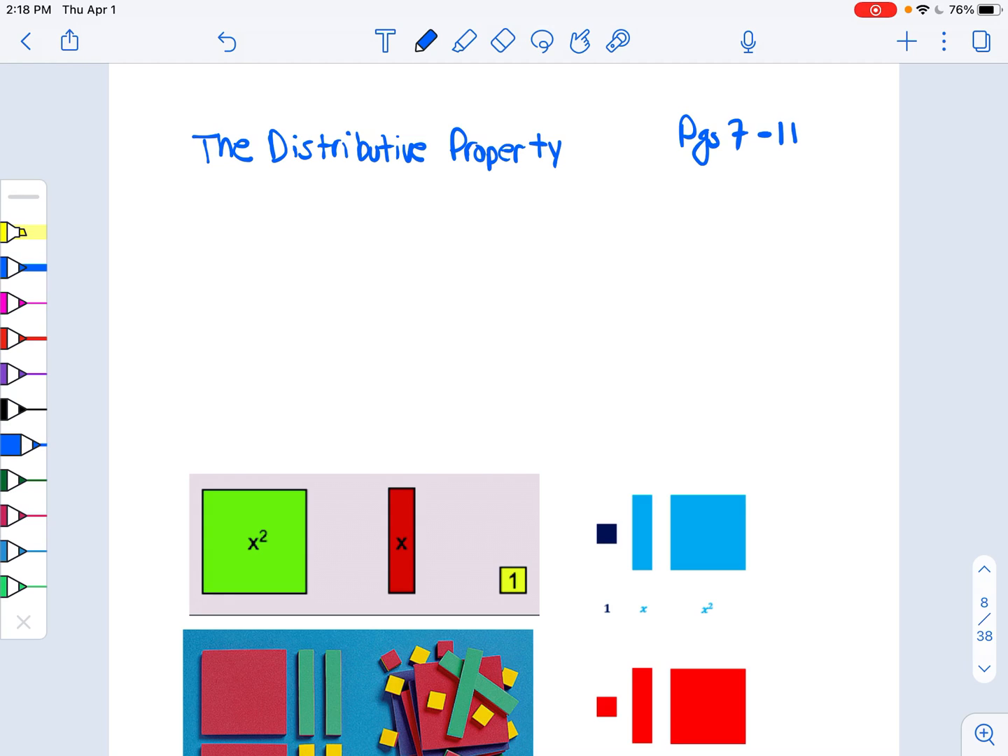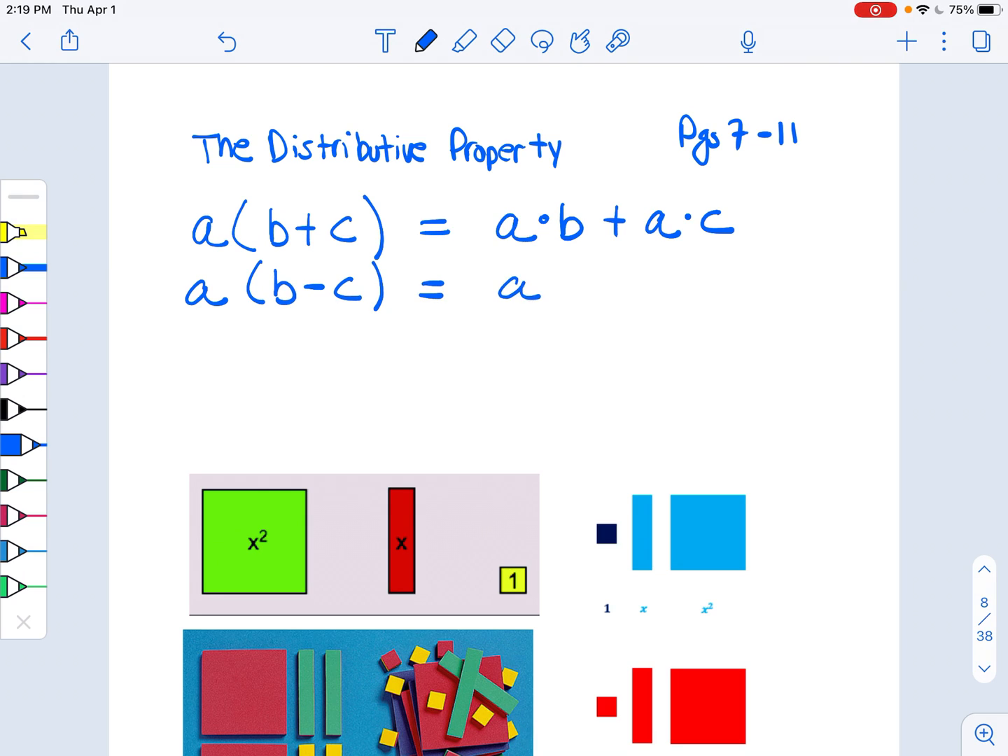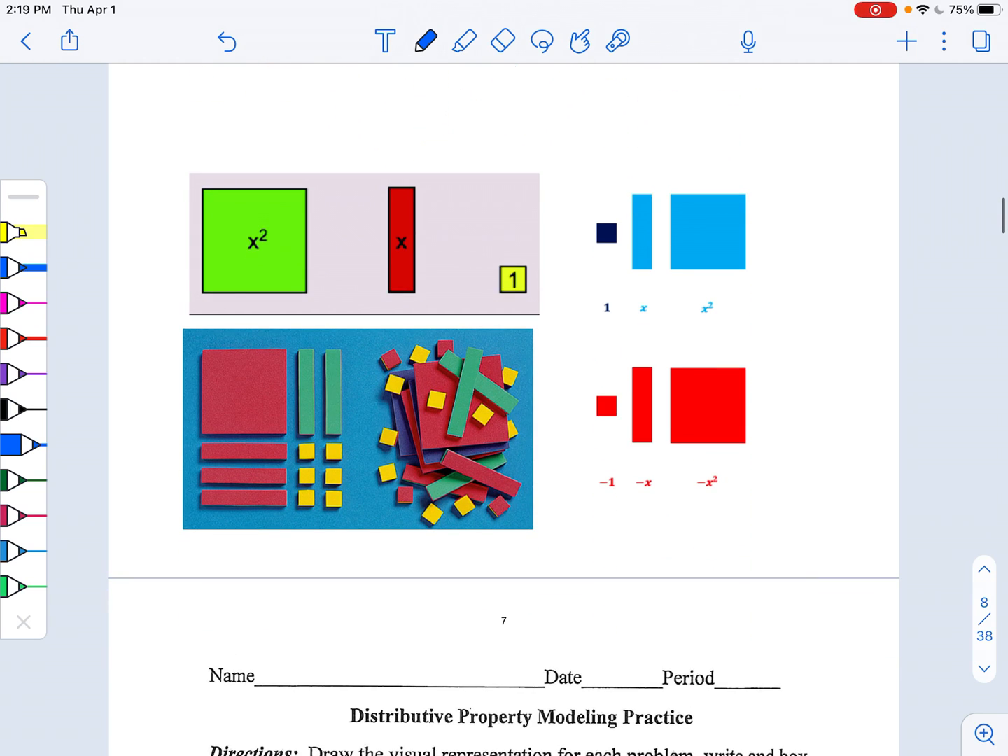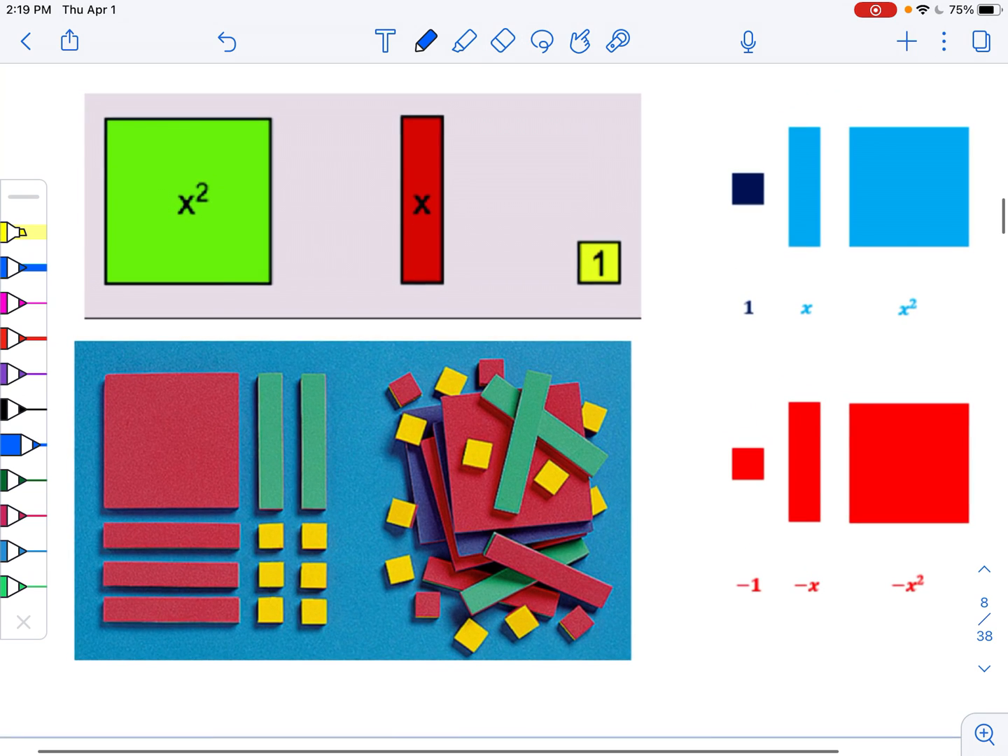So the distributive property is something that's technically like this. If you have A times the quantity B plus C, that means you have to take A times B plus A times C. Or if you have A times B minus C, you would have to take A times B minus A times C. That sounds kind of confusing, and I just want you guys to understand this with algebra tiles, okay?